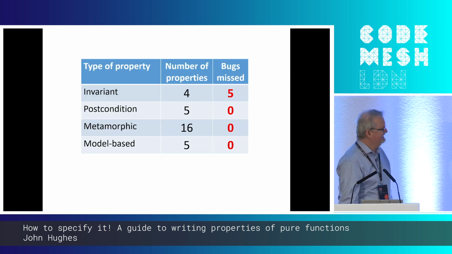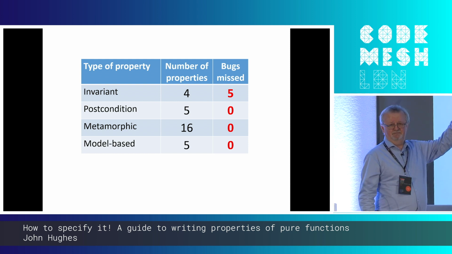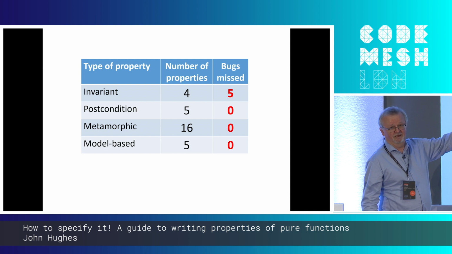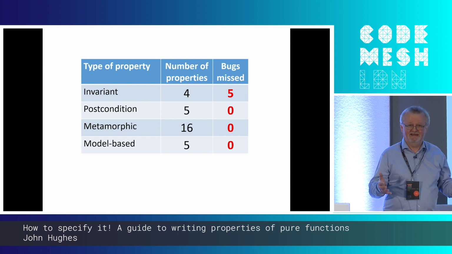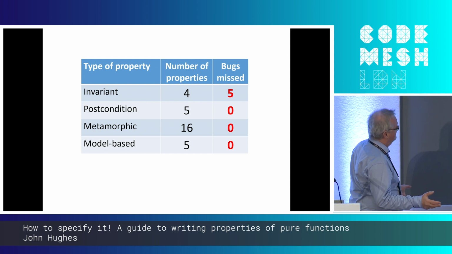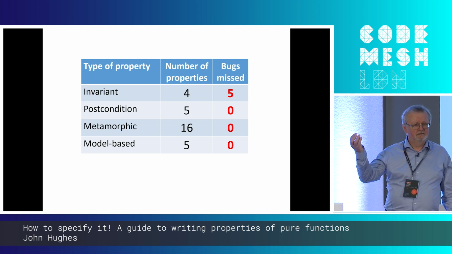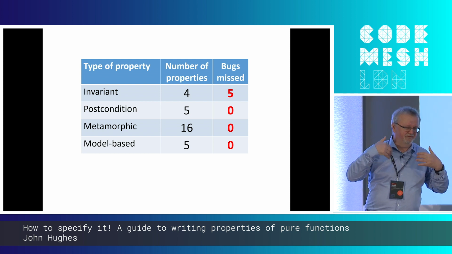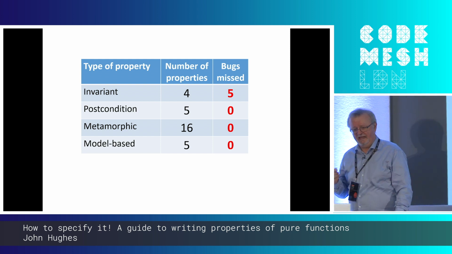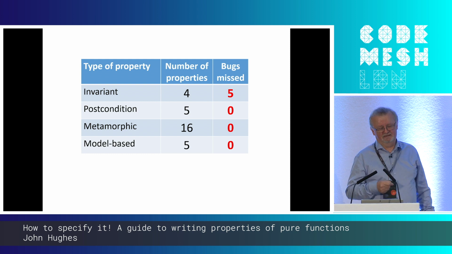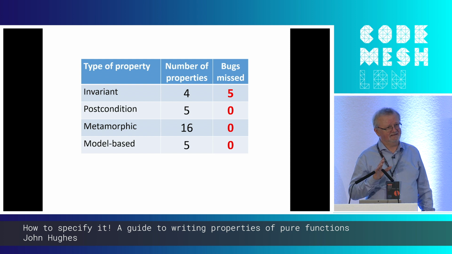OK, so here's the good news. Apart from the invariant properties, which missed 5 out of 8 bugs, not surprisingly, those are bugs that don't break the invariant. They just do the wrong thing. So apart from those properties, which we write because they're easy to write, but we knew from the start they would not be very strong, the other kinds of properties were all able to find every bug that I planted. Now, that doesn't mean that they're all equally effective.